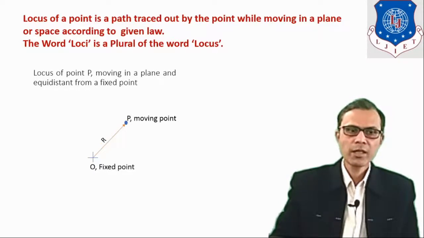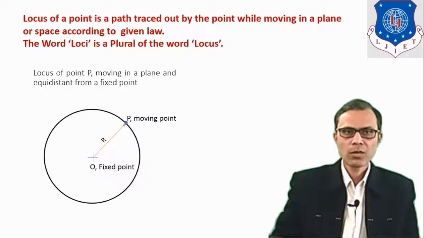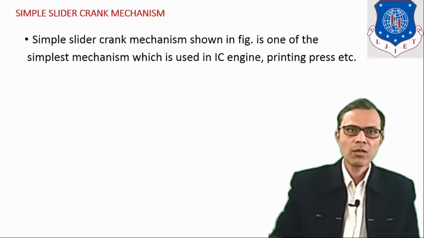So in this condition, it is a locus of the point, and you can see here it is a circle. Every point on the circle satisfies the given condition. So it is a locus of the point P. Loci is the plural of locus. Now let's see some examples.